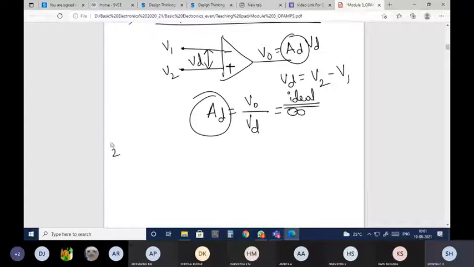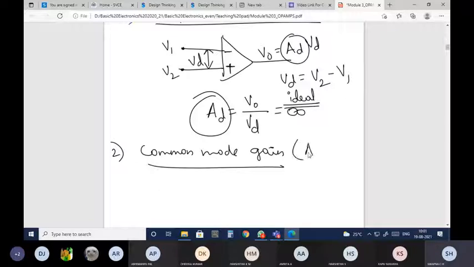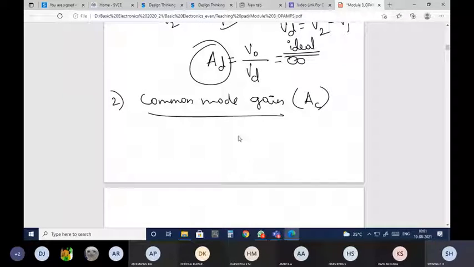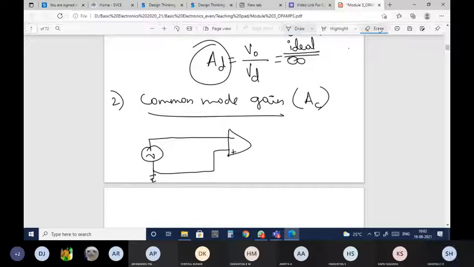Then comes the common mode gain, which is denoted as AC. What do you mean by common mode? Common mode means whatever inputs you give to the inverting terminal and the non-inverting terminal, both will be the same. Both will be connected to the same voltage source. If this is Vin, then this also will be equal to Vin. V2 will be equal to Vin.